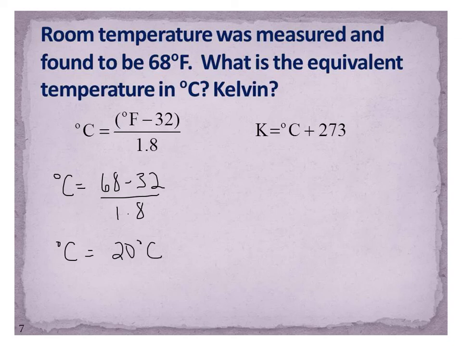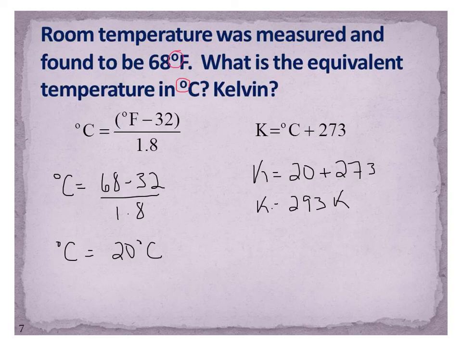Now I can take that value, plug it into the formula that relates Kelvin and Celsius, and take 20 plus 273 and get Kelvin equal to 293 Kelvin. Note that when we write temperatures in Celsius or Fahrenheit, we always use the degree Celsius or the degree Fahrenheit, but Kelvin is just Kelvin. There are no degrees Kelvin.